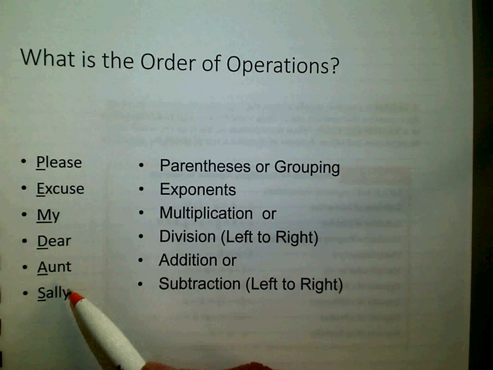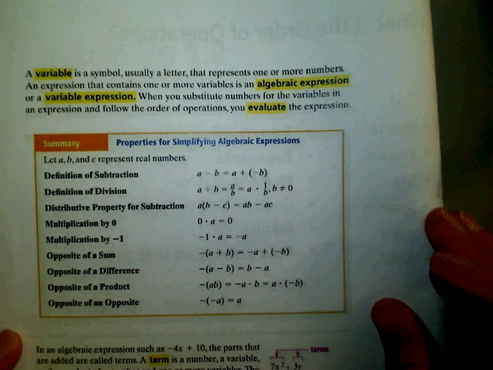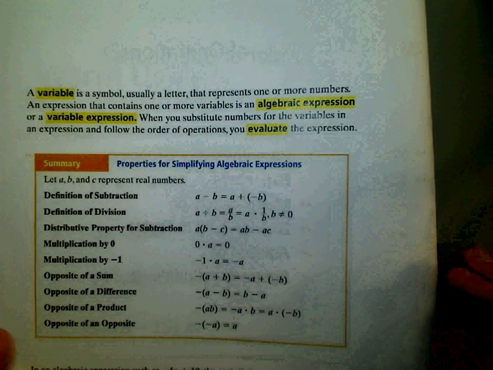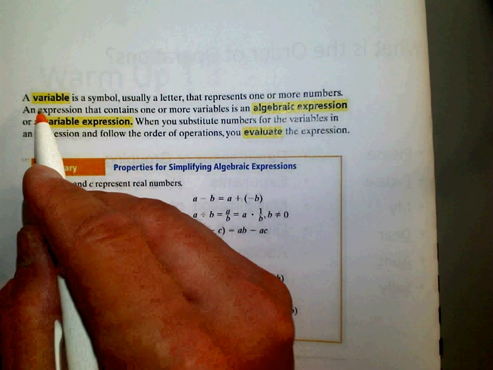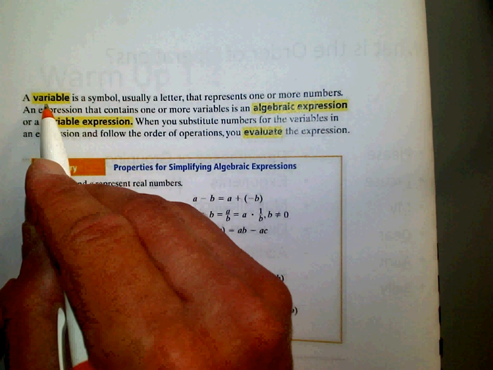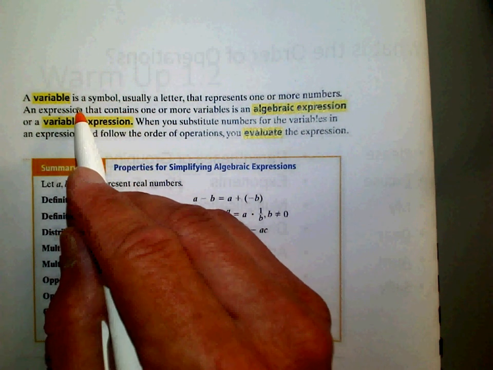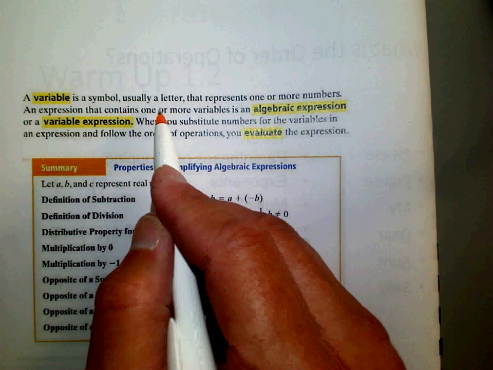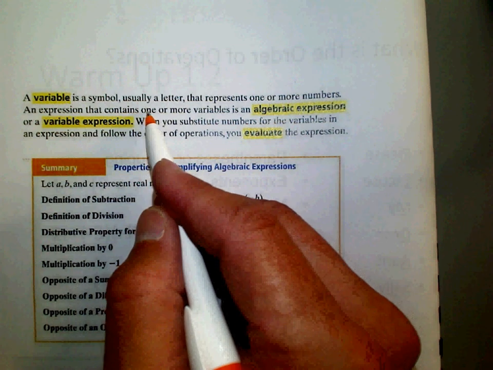Everybody comfortable with this order of operations? Okay, turn the page. Now we look at some key vocabulary right here, things that are important. Variables, that's what makes things algebraic, is when you have a variable. There's a symbol, usually a letter, like the letter X, to represent some unknown. That represents one or more numbers.